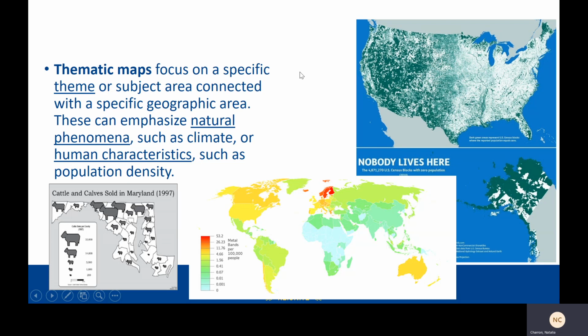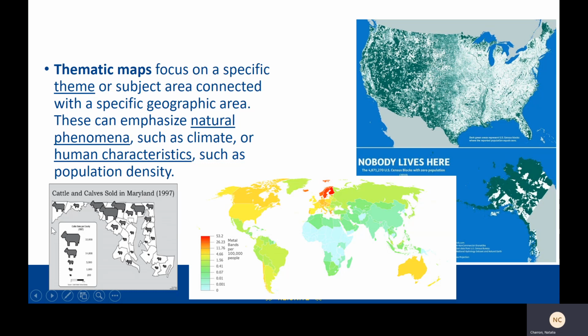The second major category of maps, unlike reference maps, are thematic maps. Instead of using them to find a specific location like you would with a reference map, geographers use thematic maps to show data. Thematic maps focus on a specific theme or subject area connected with a specific geographic area. They can emphasize natural phenomena like climate or human characteristics like population density. And here we have a couple of examples.